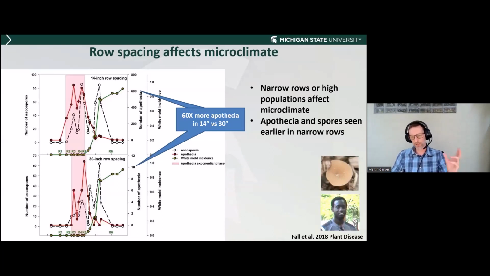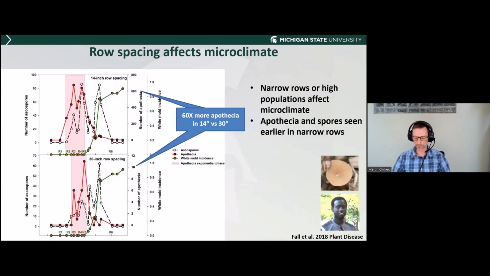Here we looked at essentially 14-inch versus 30-inch row spacing, and what we saw is about 50 to 60-fold more of those white mold mushrooms under that narrow row versus a 30-inch row spacing. And we saw them develop a little bit earlier. So canopy closure is really critical.